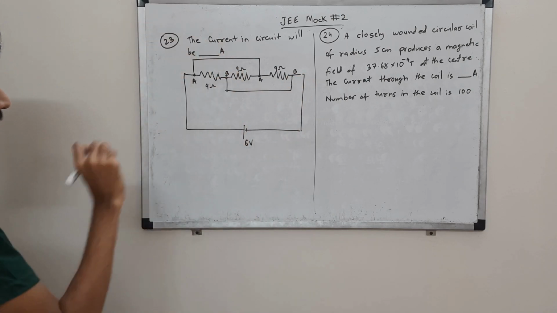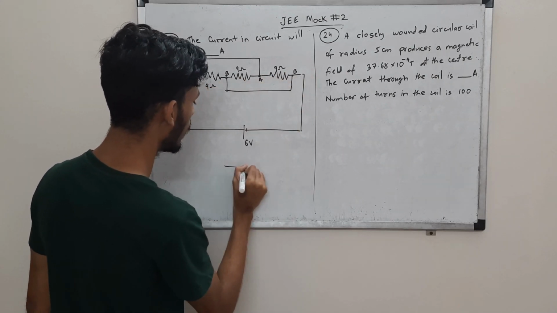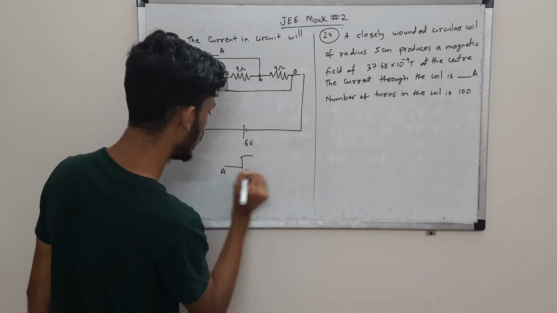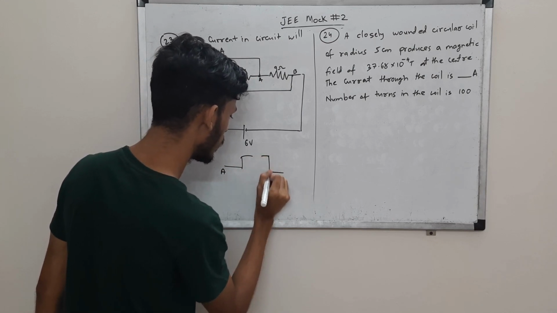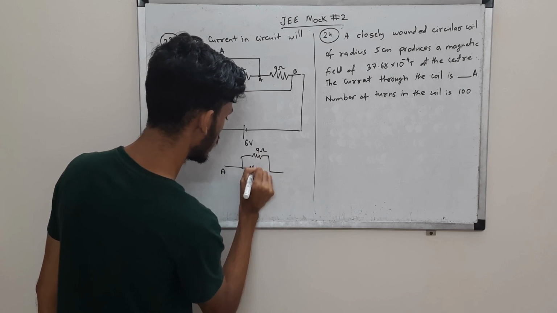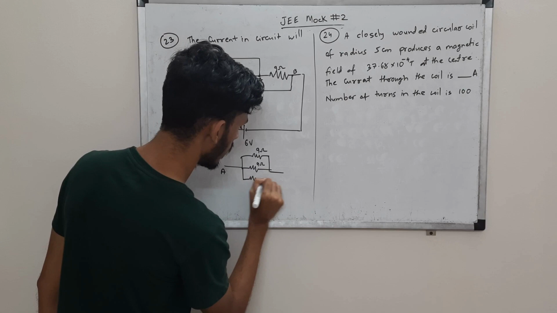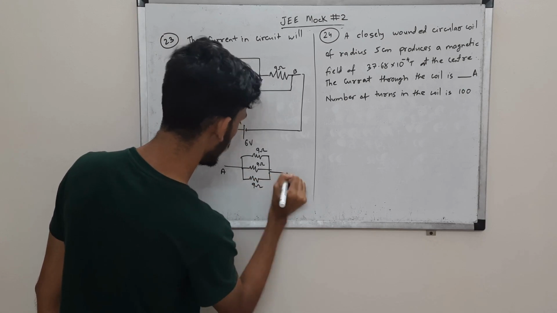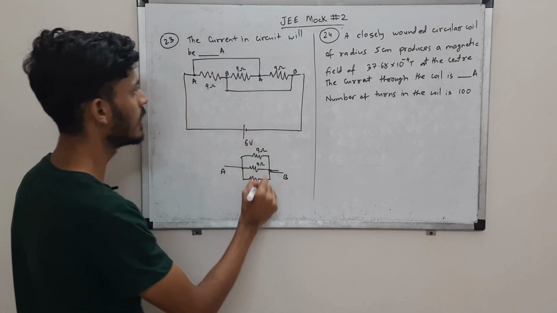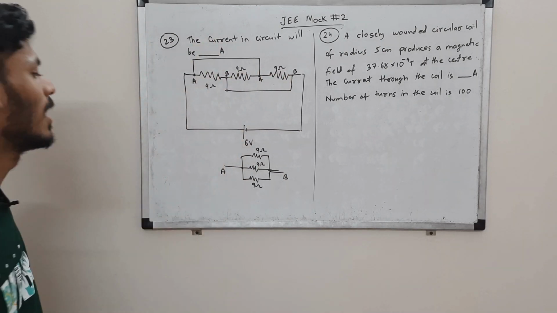Now if you see, all the three resistors are between A and B. Okay, so you can draw it like this. If this is point A and this is point B, this is 9 ohms, this is 9 ohms, and this is 9 ohms, right? So all these three are between A and B. So it's not a series combination, it's a parallel combination.